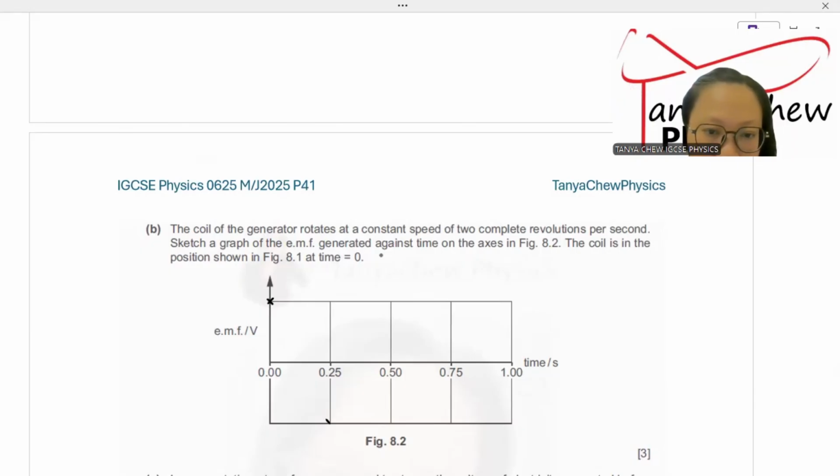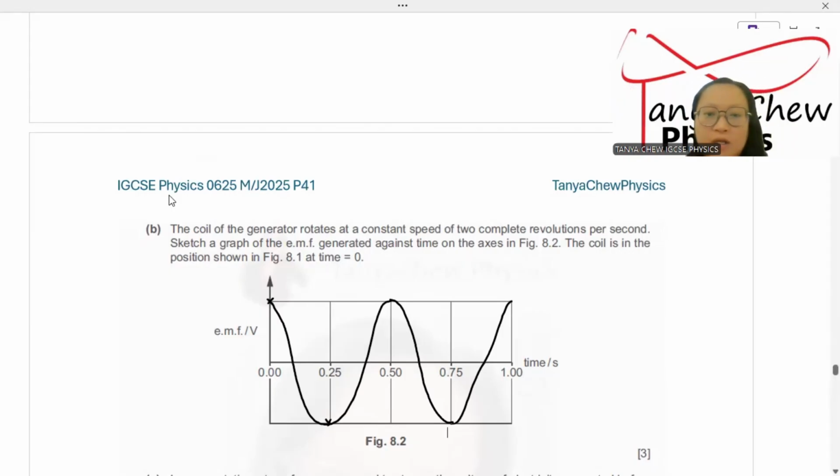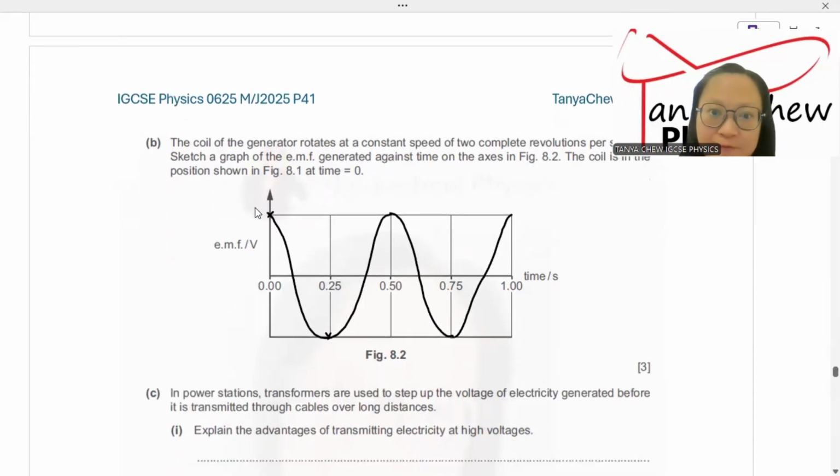I'm going to draw it. I try my best. It reaches this maximum, and then goes down, reaching this, and then going up. So you have to know the initial condition of the coil. If the coil is at that position, with the side of the coil facing the magnetic field, then maximum cutting of the magnetic field occurs, which induces maximum EMF.